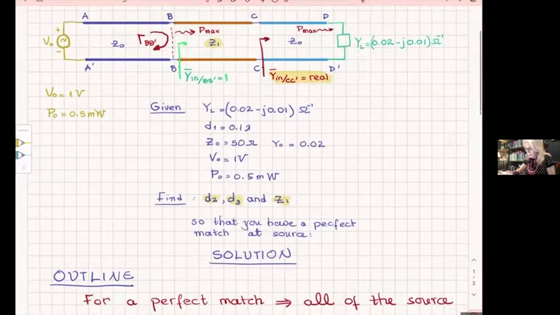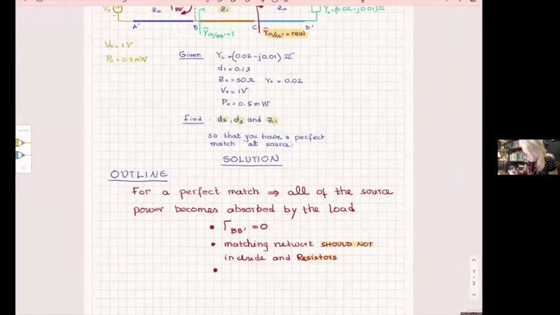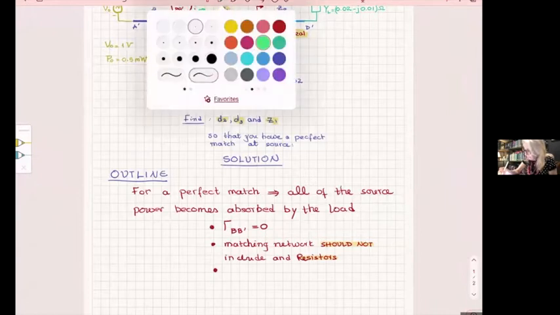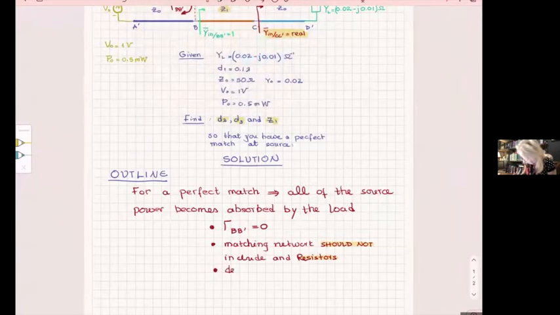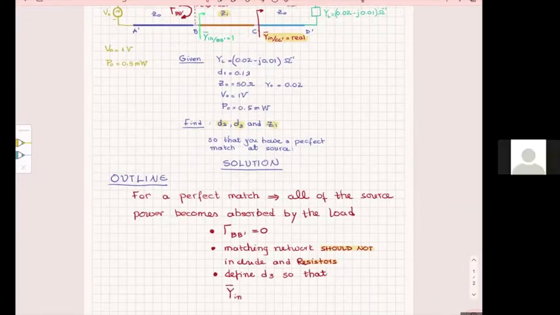All right, and I write it here. So what I can do is then I can define D3 so that, in normalized admittance, the input admittance at CC prime is real.